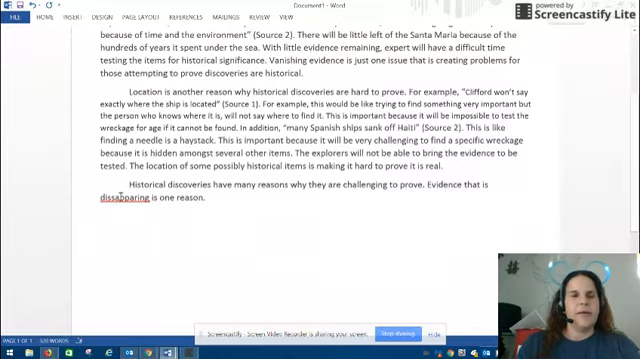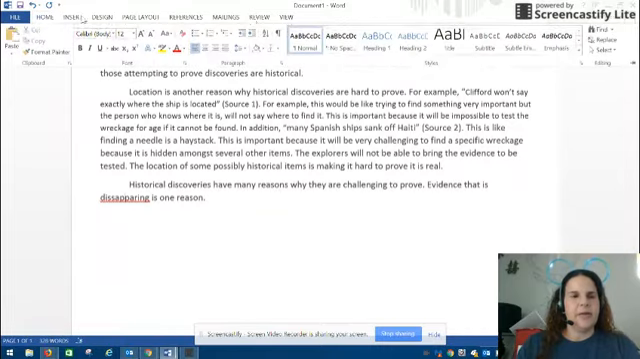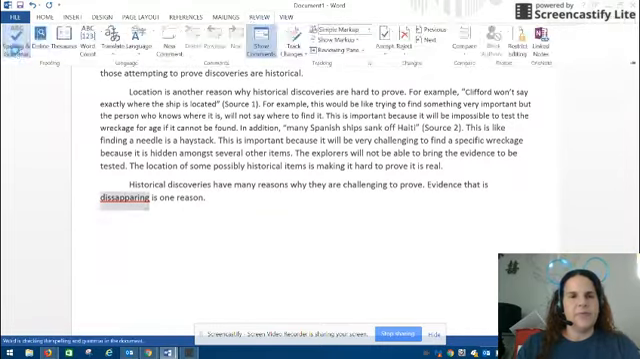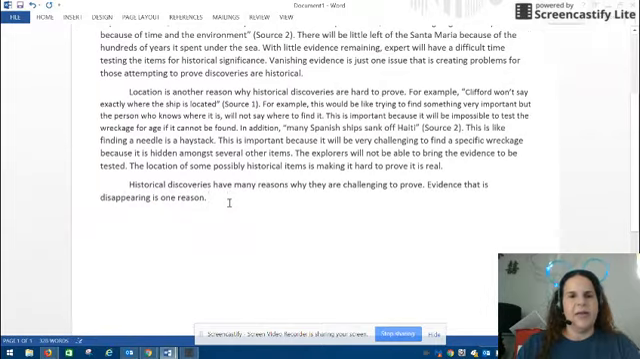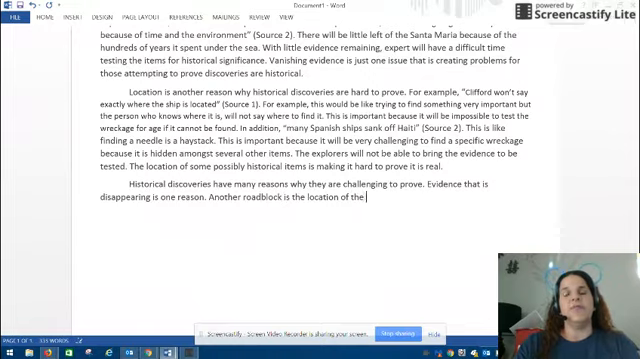Okay, let's see. Home. Review. Spelling. Okay, there we go. I got it. So evidence that is disappearing is one reason. Another roadblock, right? Let's mix it up here. Another roadblock is the location of the artifacts, instead of saying wreckage or whatever. Okay, so I got my TPI, I got my topic sentence, I got my points.